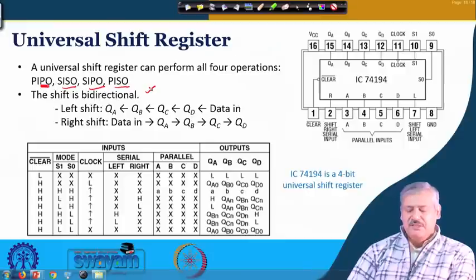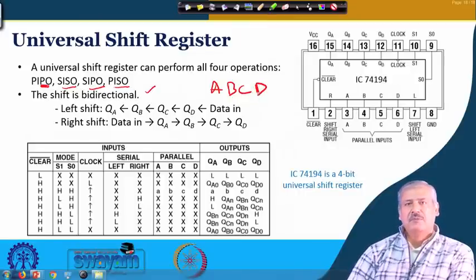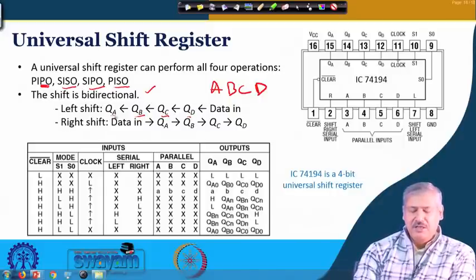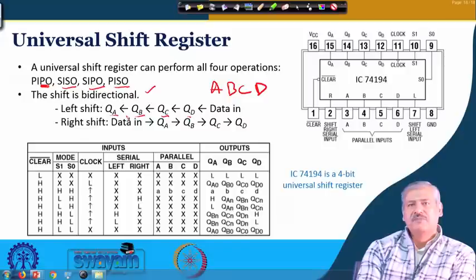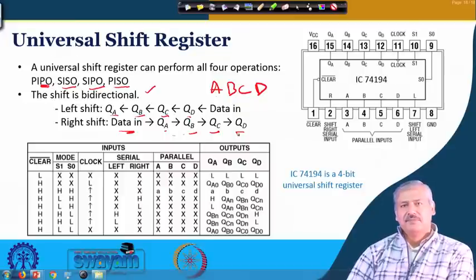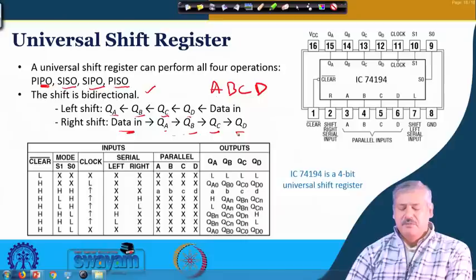That means data can have a left shift. If the flip flops are organized as A, B, C, D, data can come to QD, then QC, QB and QA; this is the way it can be shifted with the clock. Or it can have a right shift, where data comes to QA and then QA goes to QB, then QC and QD. Is it okay? So, this is the bidirectional shift that is possible in the universal shift register.